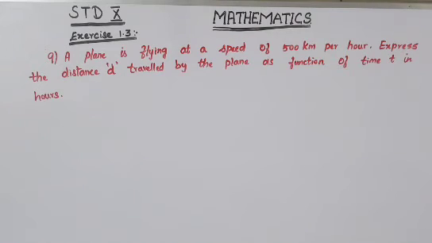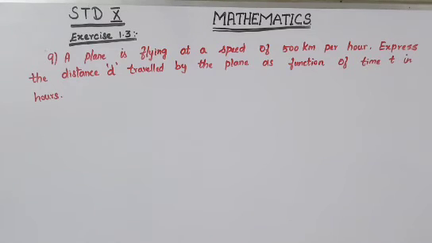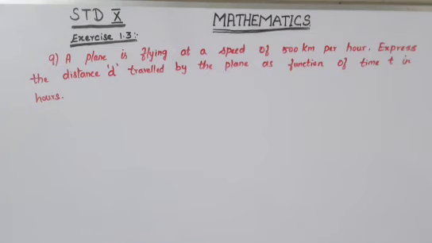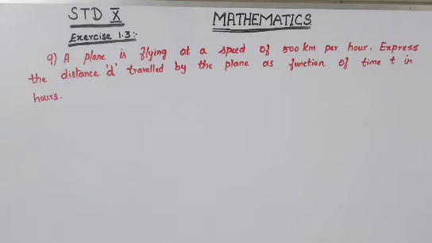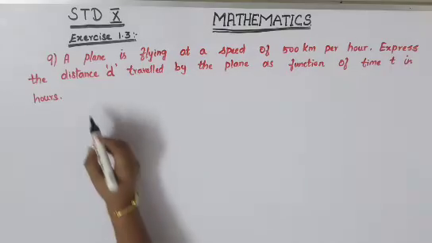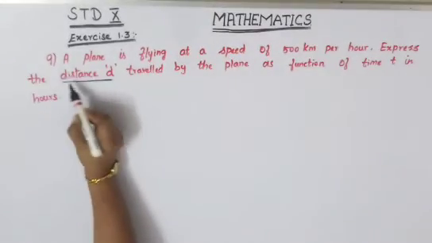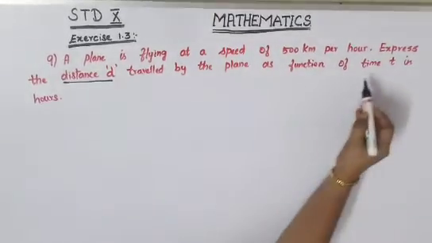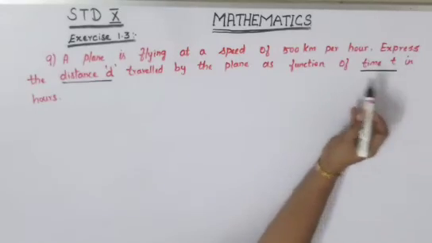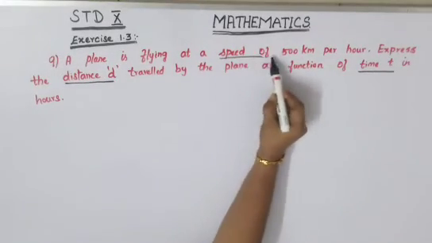9th question. A plane is flying at a speed of 500 km per hour. Express the distance d traveled by the plane as a function of time t in hours. So they have given the distance d, you have to mention your distance as d, and your time they have given as t, and the speed is given 500 kilometers.